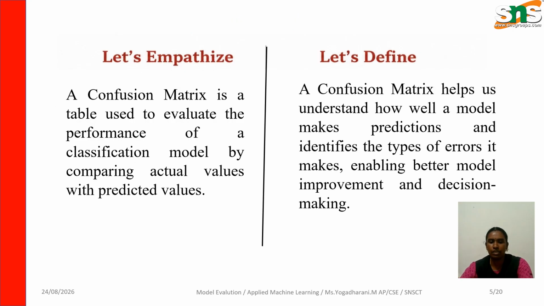A confusion matrix is a table used to evaluate the performance of a classification model. It compares actual values with the predicted values. The important advantage is that it does not simply tell us whether the model is correct or wrong. It also tells us what type of mistake the model is making. For example, predicting positive correctly, predicting negative correctly, predicting positive when it should be negative, predicting negative when it should be positive.